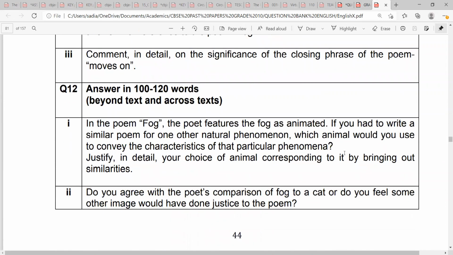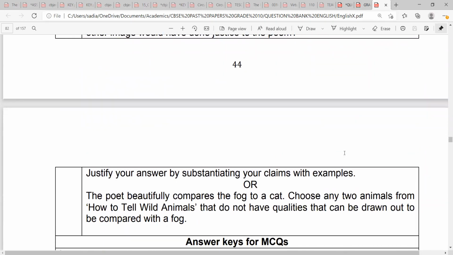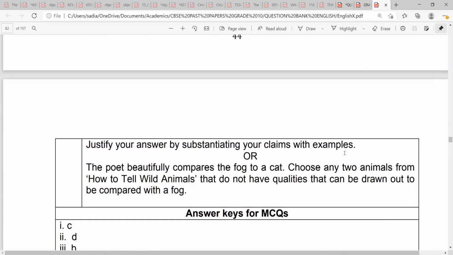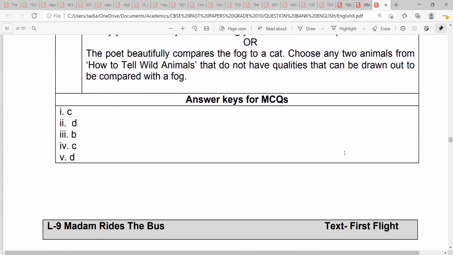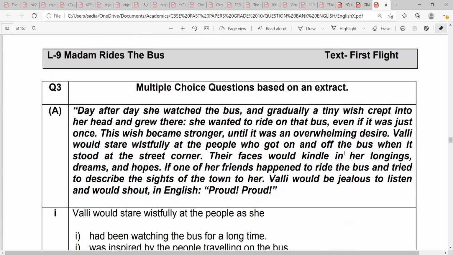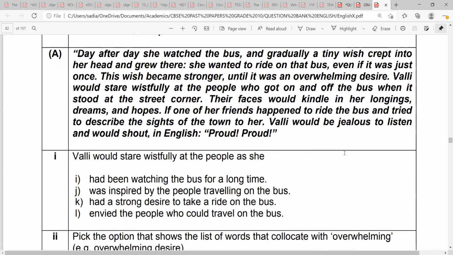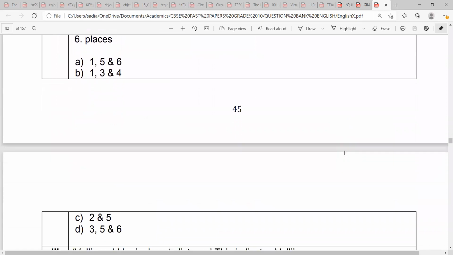And when you come to the comparative questions, be mindful of comparison established with the portion that we have for the academic year. MCQ answers. Then is Madam writes the burst, first flight, passage, questions based on it.